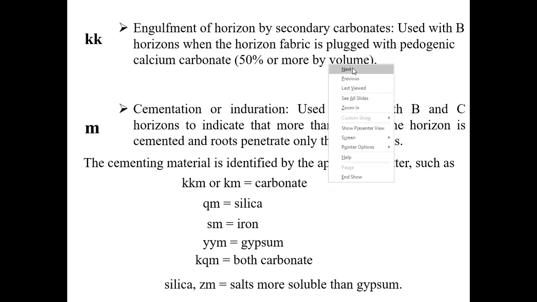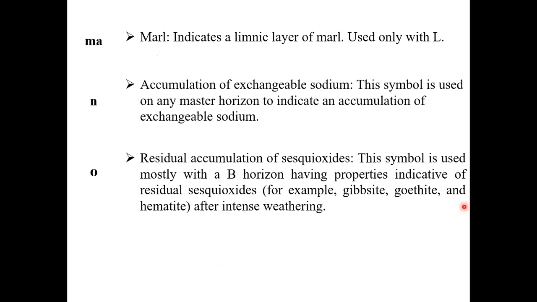This is regarding M. Coming to the next, students, marl. Marl indicates limnic material; MM is nothing but limnic materials. Marl is used only for the L horizons. And coming to N, students, N means accumulation of exchangeable sodium. If you find a much larger amount of sodium in that particular layer, definitely you should give the notation N. It is called dominated by sodium.